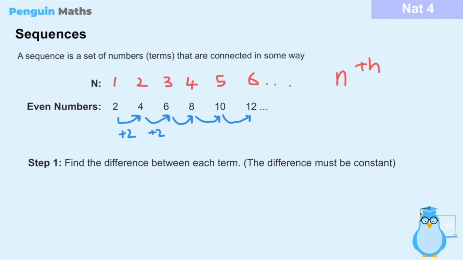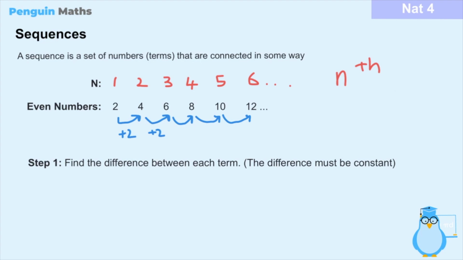So step 1 to find an equation for this sequence is to find the difference between each term, and for this equation to work we have to make sure that the difference must be constant, which means that the difference must be the same for each number jump. And we can see that for an even number sequence we're adding 2 each time. So 2 plus 2 is 4, 4 plus 2 is 6, 6 plus 2 is 8, and so on. So that means that we have a constant difference, and this difference is equal to 2.